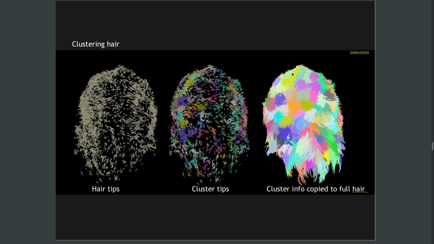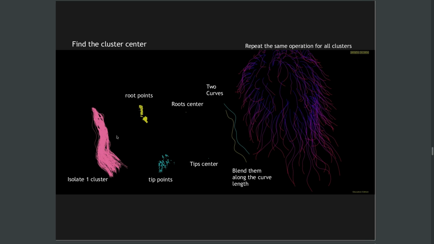And so the easiest way to do the clustering in this case, or the thing that gave me the best result, is to isolate the tips of all the curves and then cluster those, and then copy that result back into the hair. So now I have clustering done on the tip, and this will give me the result that I want. And so if we take one cluster in this case, let's see how we can create the geometry that nicely flows through this cluster.